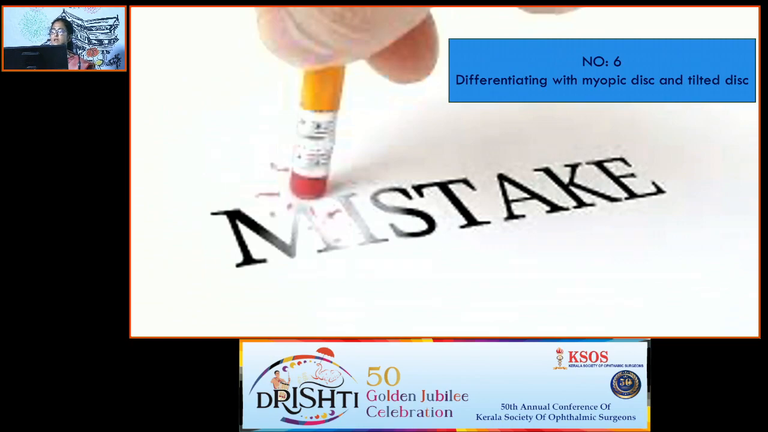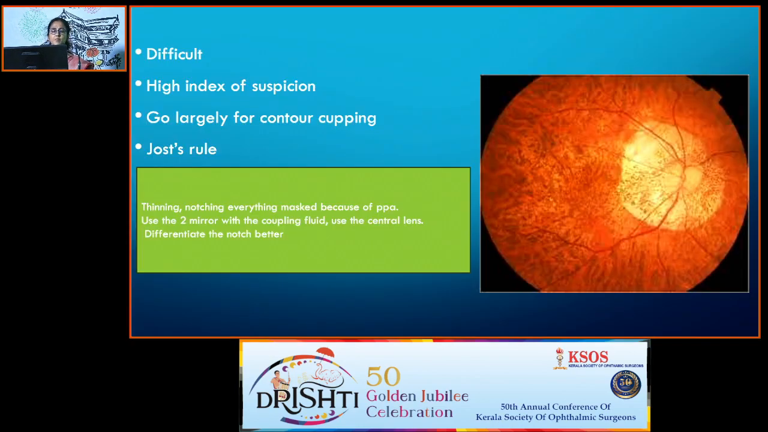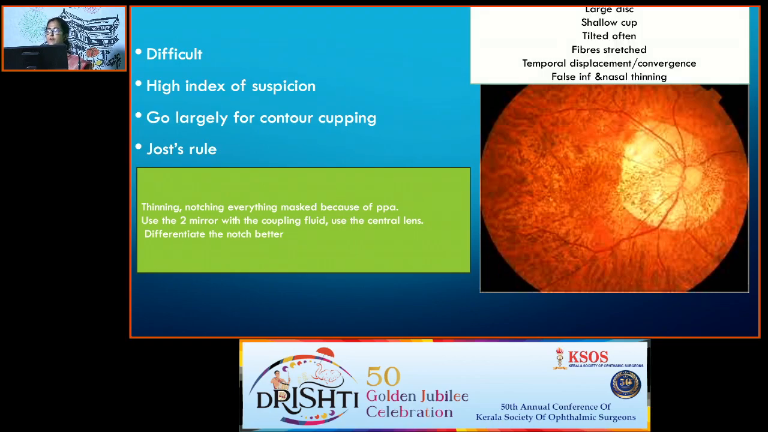Mistake number 6, differentiating with the myopic disc and tilted disc. That is the most important thing. It is very difficult because the myopes have a large disc, shallow cup, tilted often, and the fibers are stretched. Temporal displacement or convergence of the vessels will be there. False inferior and nasal thinning will be there.